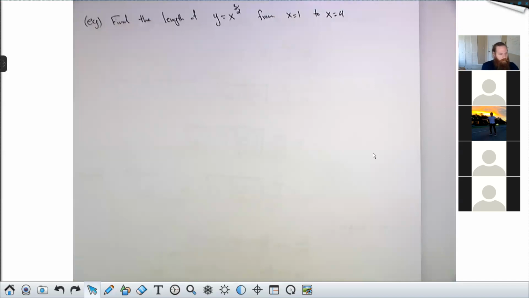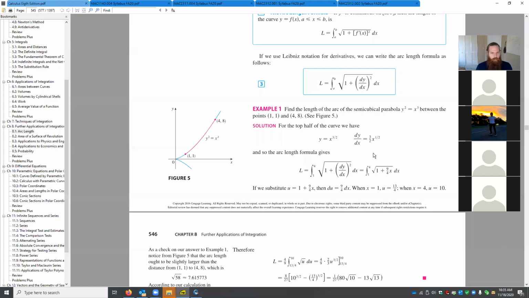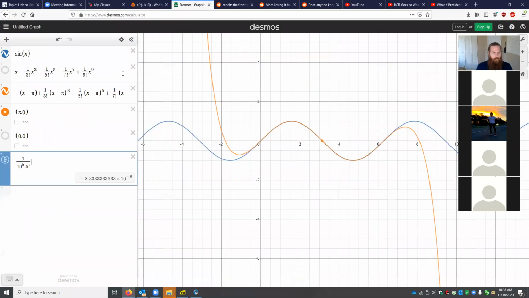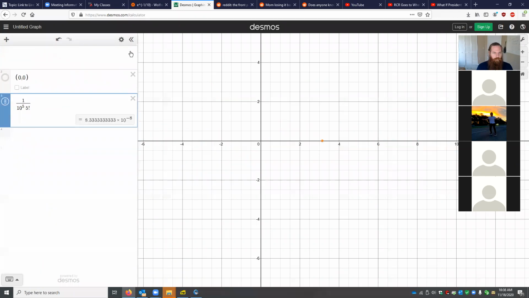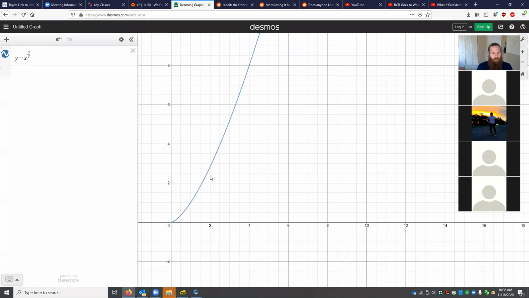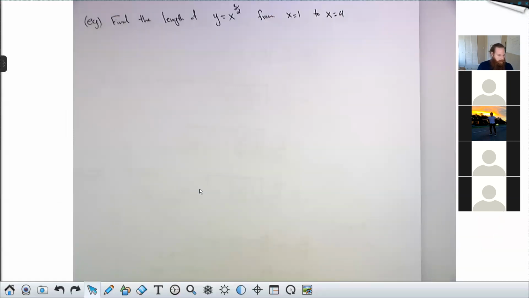All right. The picture y equals x to the 3/2, they have it here. I'm not crazy about that picture. Let me show you something a little clearer. All right, here's what we're working with. And we want to find the length from x equals 1 to 4. So we're looking for this length, the length of this curve. It's not a straight line, but now we can do it.